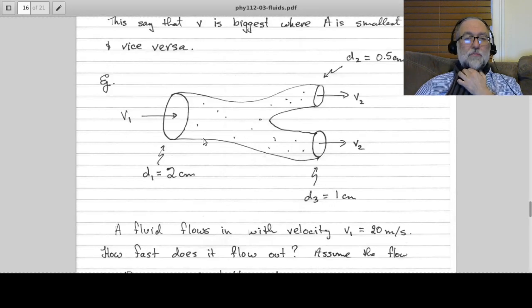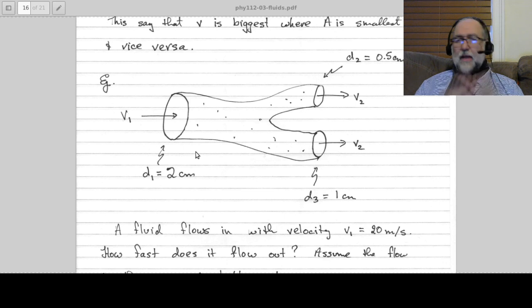Okay, let's do a problem. These are pretty simple problems. So here we go. Now I made this one just a little bit more interesting. What I have here is, and I was thinking of maybe something like arteries in the human body, although arteries are a little bit tricky because they balloon in and out, so the cross-sectional area changes. But let's just assume that there's no change in any of the areas here.